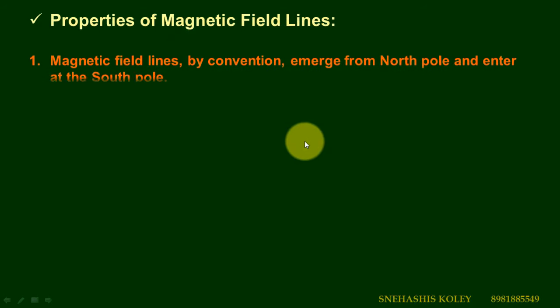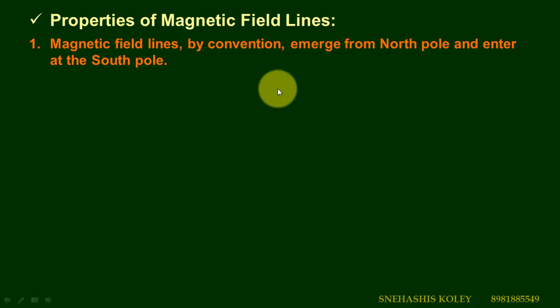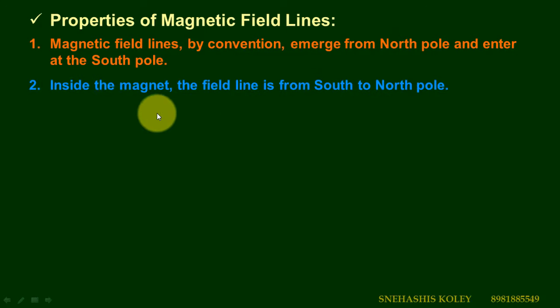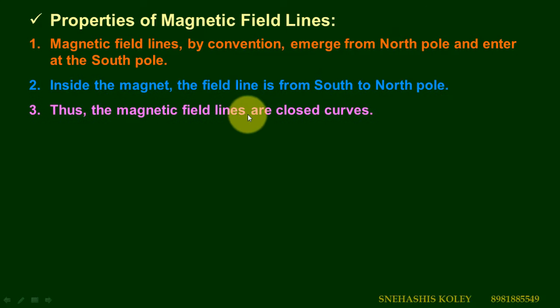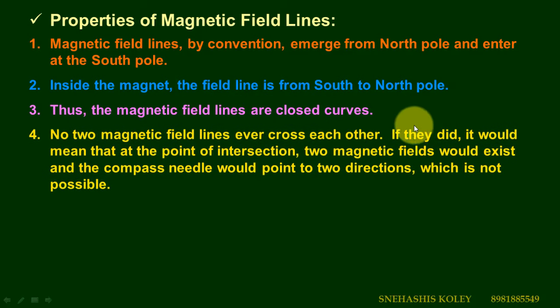The properties of magnetic field lines. As we have said earlier, they emerge from the north pole and enter at the south pole. Number two, inside the magnet they run from the south pole to the north pole. So the magnetic field lines form a closed curve or loop. No two magnetic field lines ever cross each other. That means they cannot cross each other.